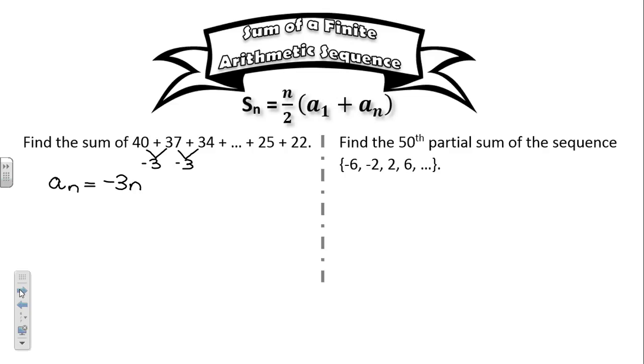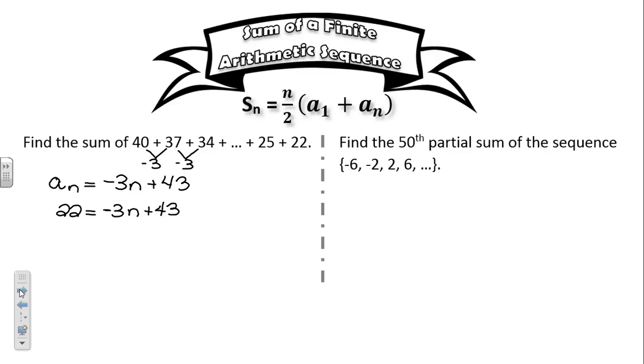-3n, right? And if we minus a -3 from 40, what would be the 0 term? 43, right? Okay, it'll be bigger. Okay. So if we had a big gap here and had to calculate this manually, we could see that we can plug in 22 would be equal to -3 times some term number plus 43.